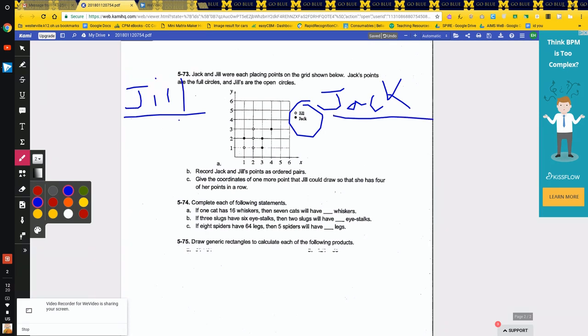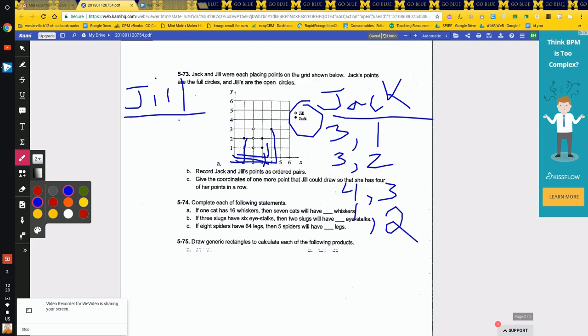So looking at Jack's, Jack would have a pair at 3, 1, because again, we always move X because X comes before Y. He also has a point at 3, 2. He also has a point at 4, 3. And he also has a point at 1, 2.